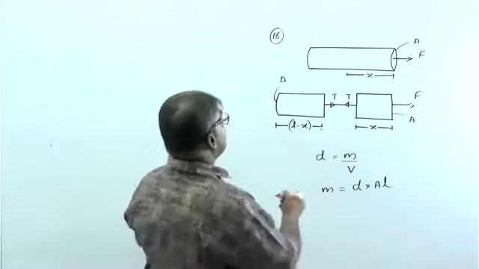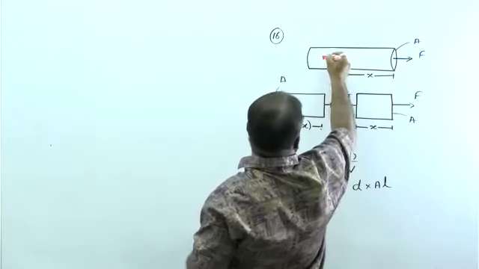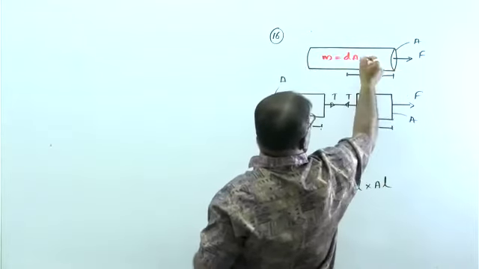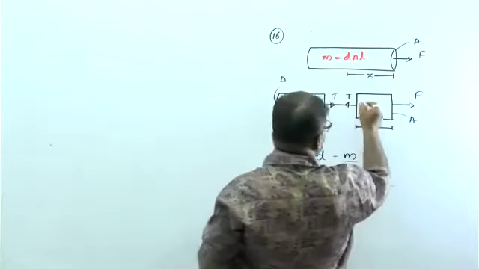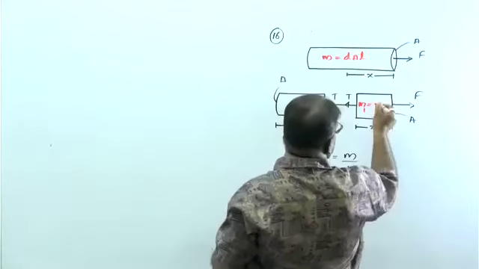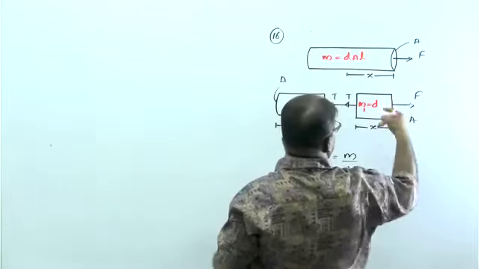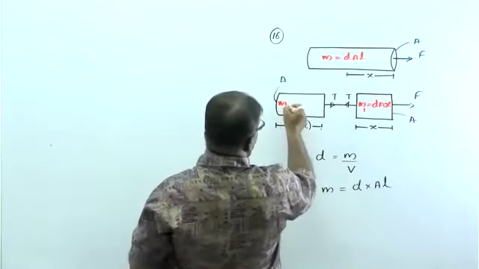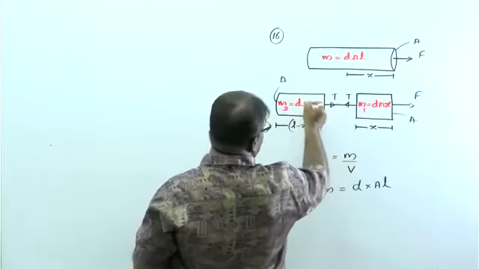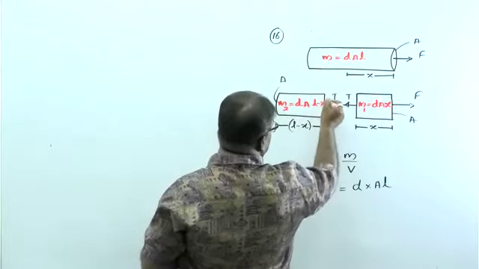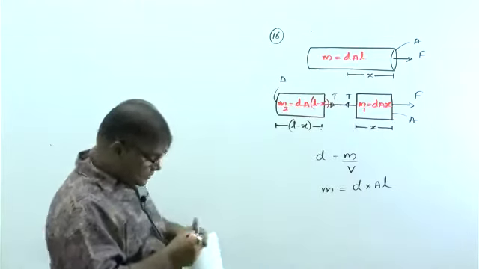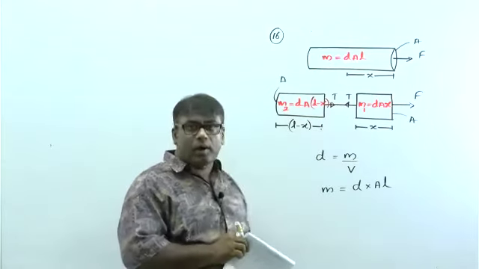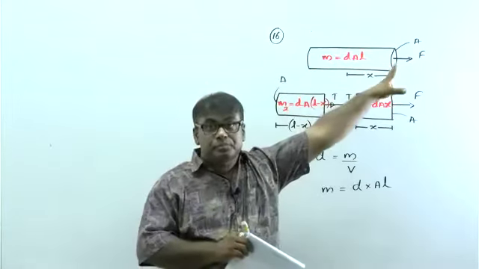If you consider this mass, it becomes density into area into total length, right? Mass of this one, let it be M1, becomes density D, area A, and length is X. Mass of this one, M2, is density D, area A, length L minus X. That could be the mass. Then you are asked to find tension T. For the tension you should find the common acceleration.